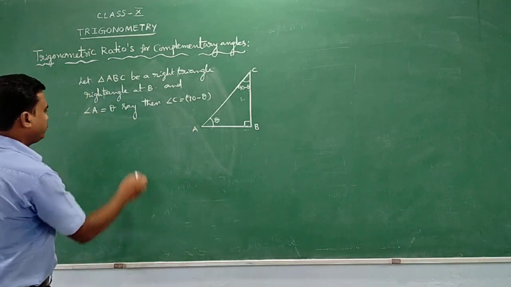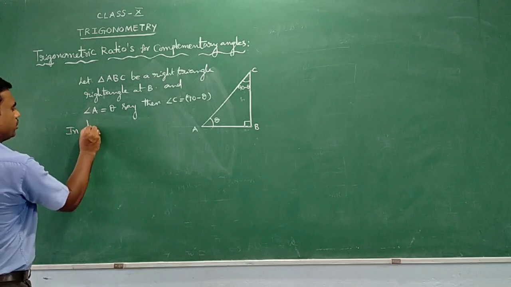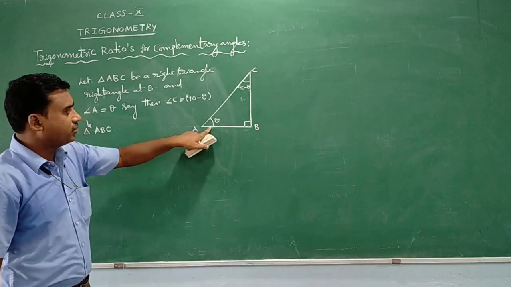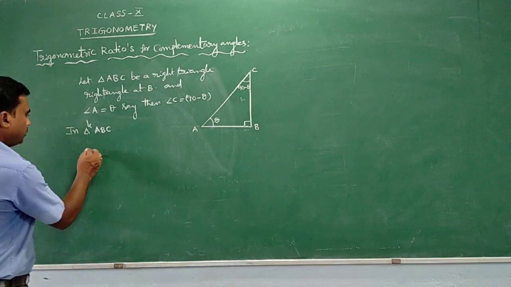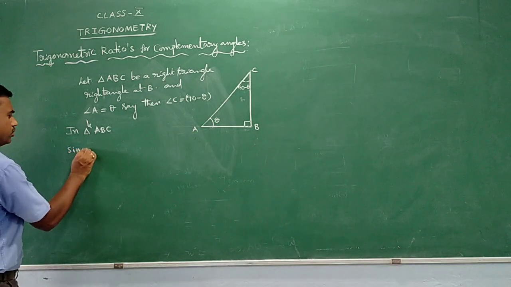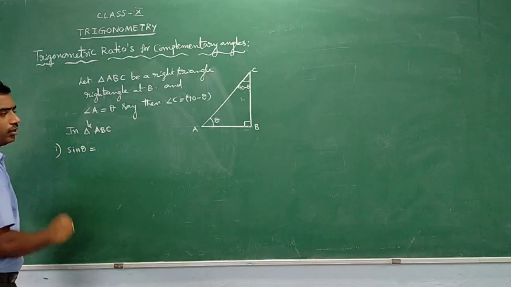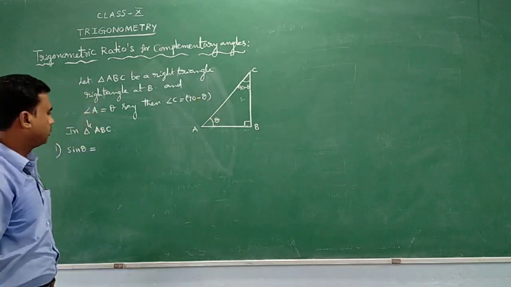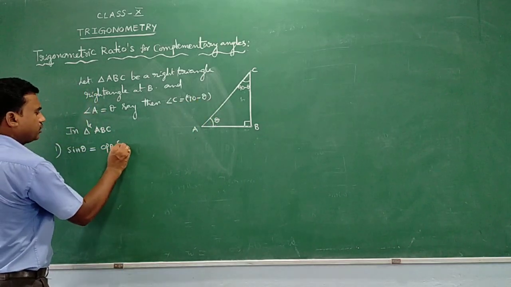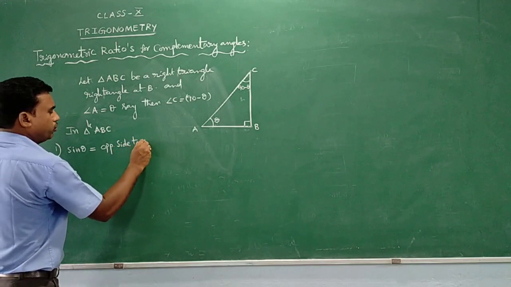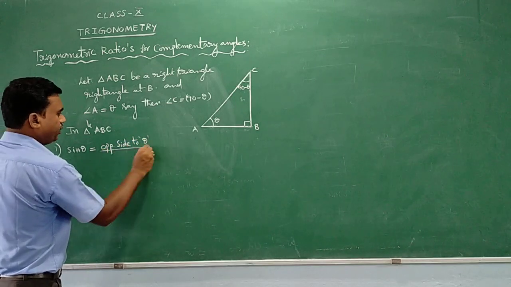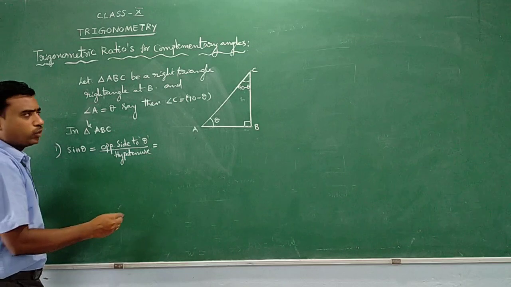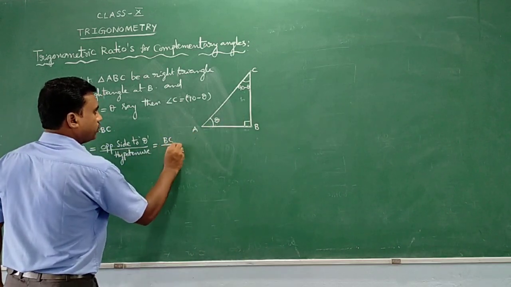So in this triangle ABC, now we can write the trigonometric ratios for theta. So sin theta is equal to the side opposite to theta by the hypotenuse, that is BC by AC.